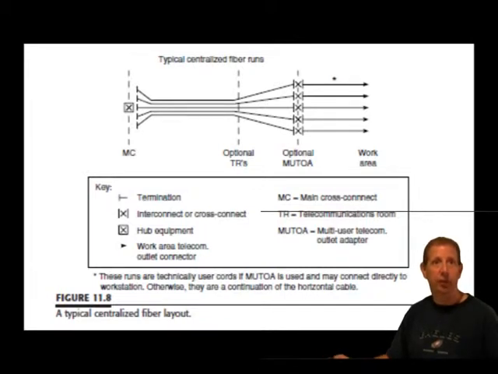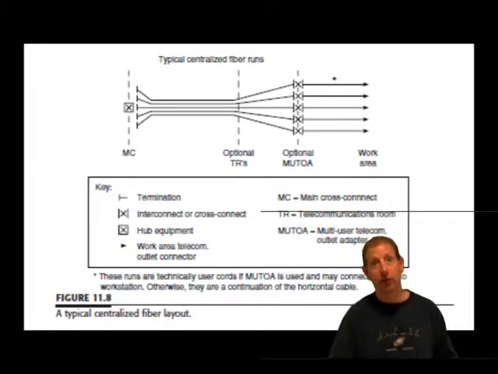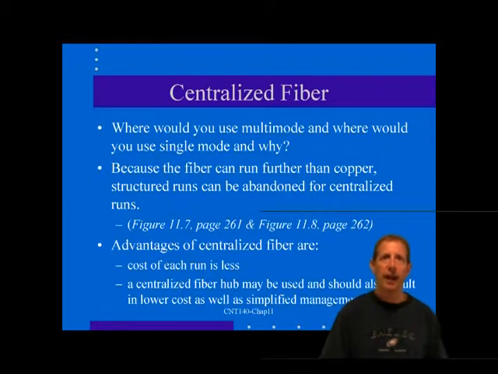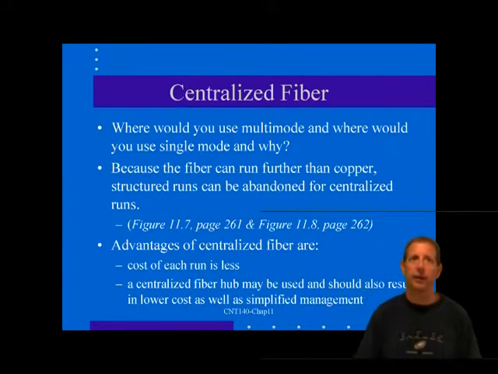The cost of each run is presumably less because the system eliminates at least two connectors for each run, along with associated termination costs and the cost of a patch panel on each TR. In addition, a centralized fiber hub may be used, presumably at a lower cost, and with better port usage than would be the case with a hub in each TR. The centralized hub also simplifies administration and management.